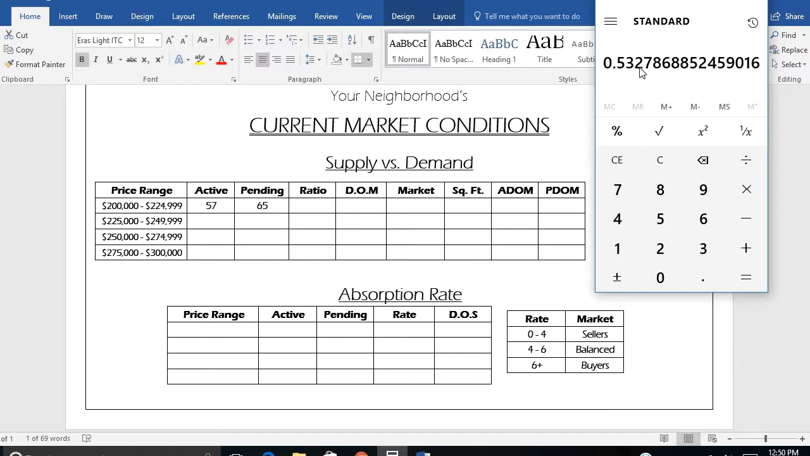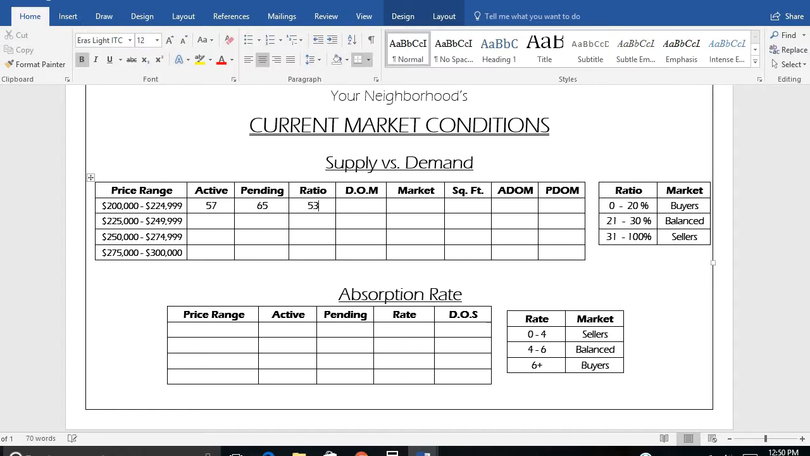We're always going to round the number. You move the decimal point over two places, so we have a 53% ratio. Make sense? Okay, so we put in 53%. So what's our market? Seller's market.